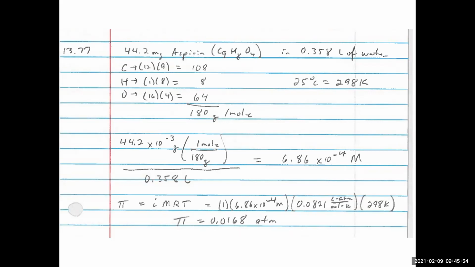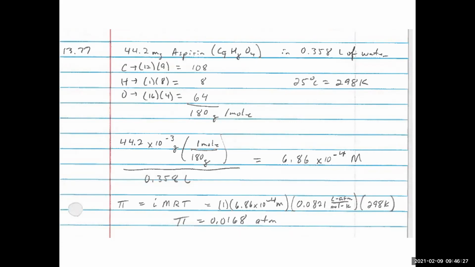I was told that I have 0.358 liters of water that I put it in. And so I have a value of 6.86 times 10 to the minus 4 molar solution, because that's moles per liter. I don't worry about that 44.2 milligrams of aspirin affecting the total volume here. That's a tiny amount of aspirin put into a bigger amount of water.